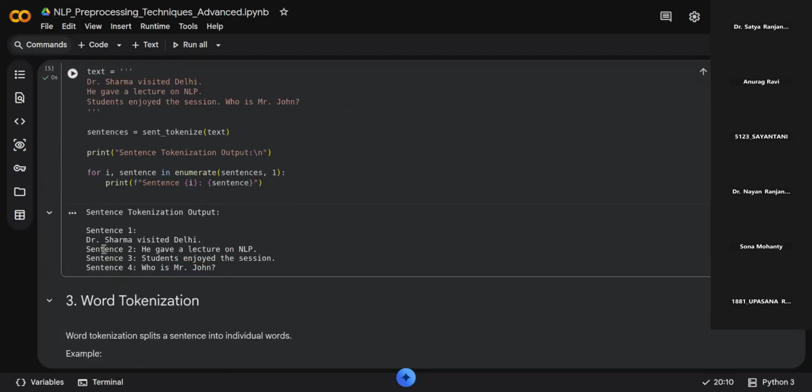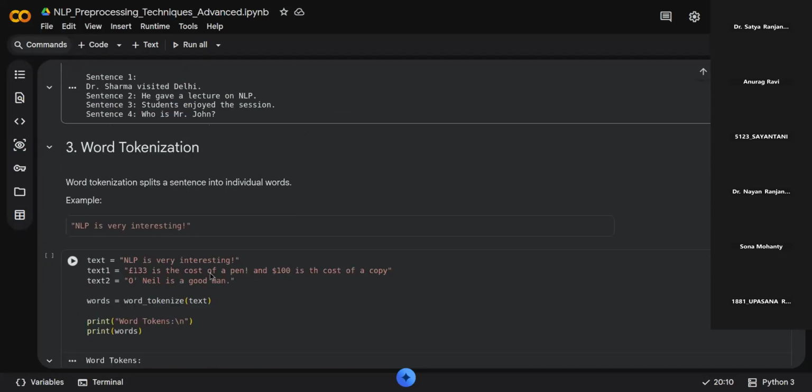Now you see, Dr. Sharma visited Delhi, sentence one. He gave a lecture on NLP, sentence two. Students enjoyed the session, sentence three. Who is Mr. John, sentence four. So there are four sentences. Quite easily it can identify. There is no problem. Okay. So for a basic task, this tokenizer can be useful. Okay. Now let's do the word tokenization.